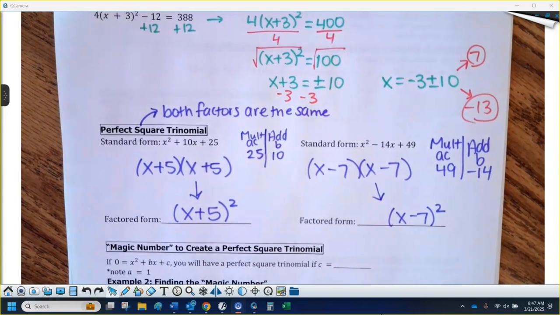Both factors are the same. Okay, now, not every question that we get is in that format. So what we're going to talk about today is how to create that for ourselves.